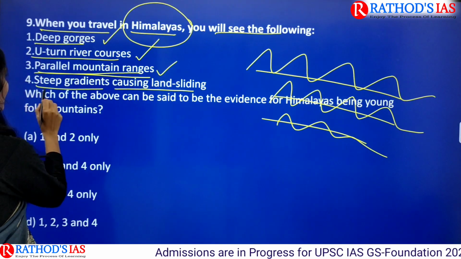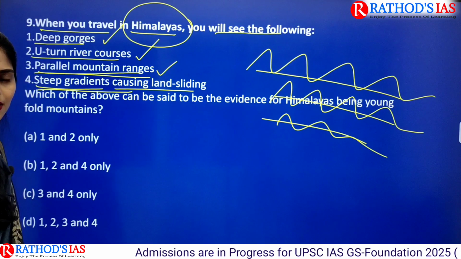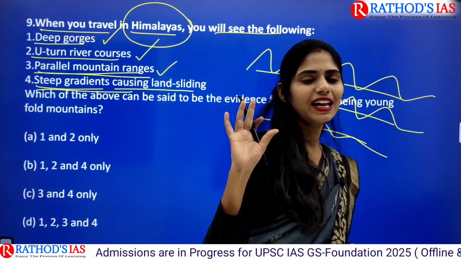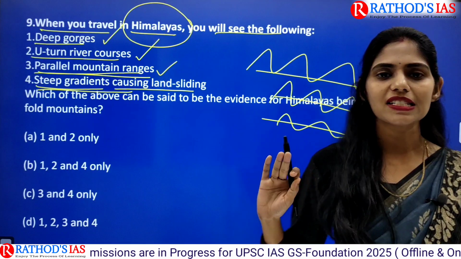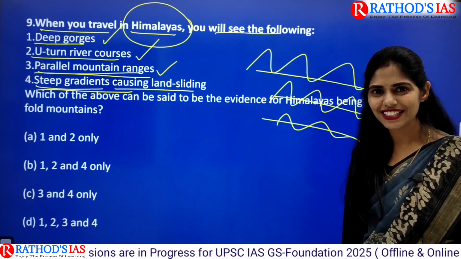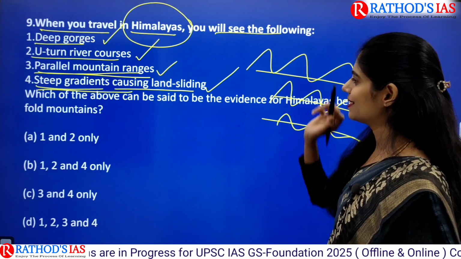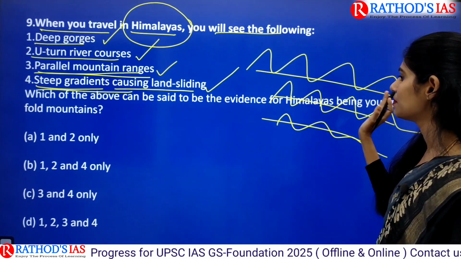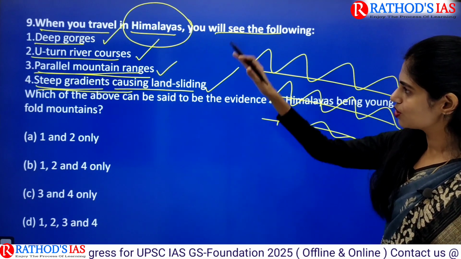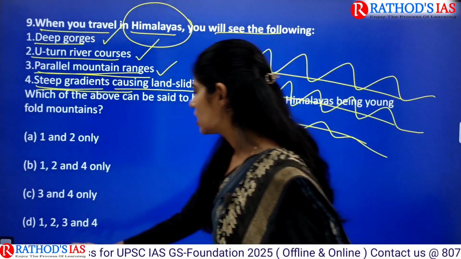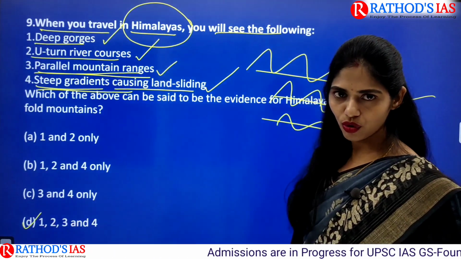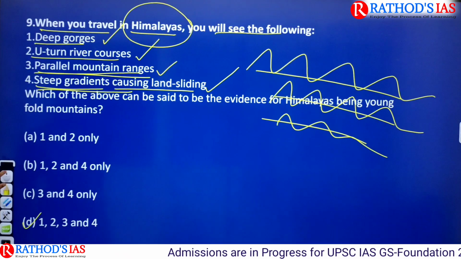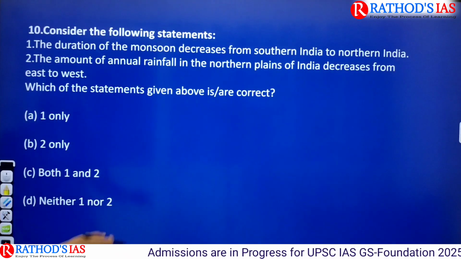And the next one is steep gradients causing landslides. If you're following current affairs, you will see that every time there are landslides in the Himalayan states, like the recent Chamoli landslides. Yes, this is also seen. So which of the above can be said to be evidence for the Himalayas being enfolded mountains? All of these, that is 1, 2, 3 and 4. Clear? And now let us see the next question.